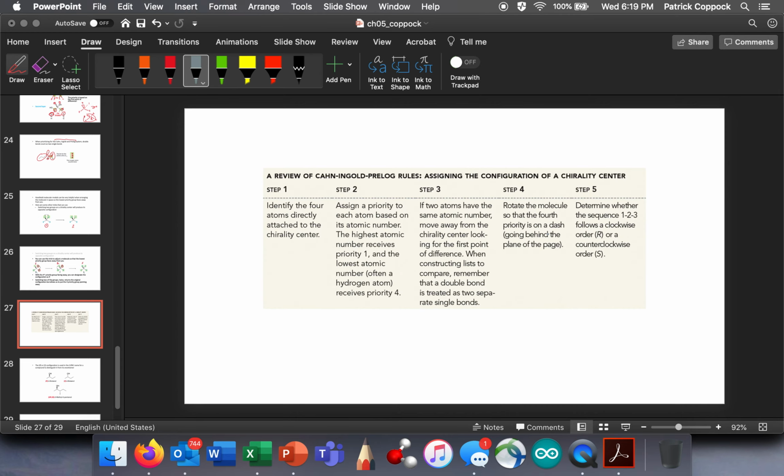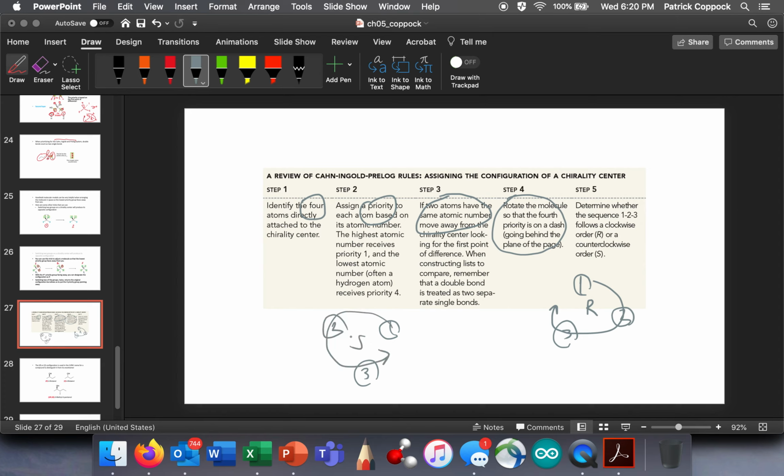All right, so here's a table for review, the Cahn-Ingold-Prelog rule. Identify the 4 atoms, assign a priority. If 2 atoms have the same atomic number, figure out how to break the tie. Rotate the molecule so the 4th priority is in the back, and then go 1, 2, 3. Clockwise is R. 1, 2, 3 counterclockwise is S.